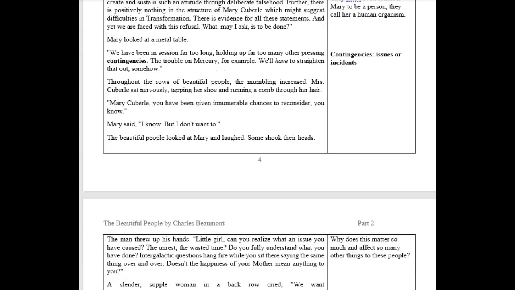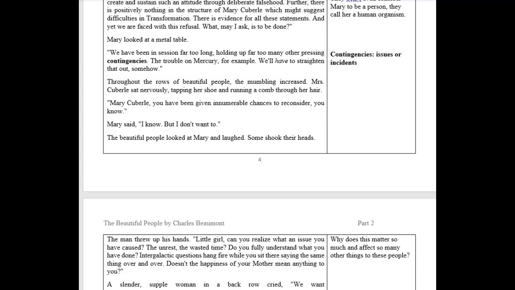Mary looked at a metal table. "We have been in session far too long, holding up far too many other pressing contingencies. The trouble on Mercury, for example. We'll have to straighten that out somehow." Throughout the rows of beautiful people, the mumbling increased. Mrs. Kuberl sat nervously, tapping her shoe and running a comb through her hair.